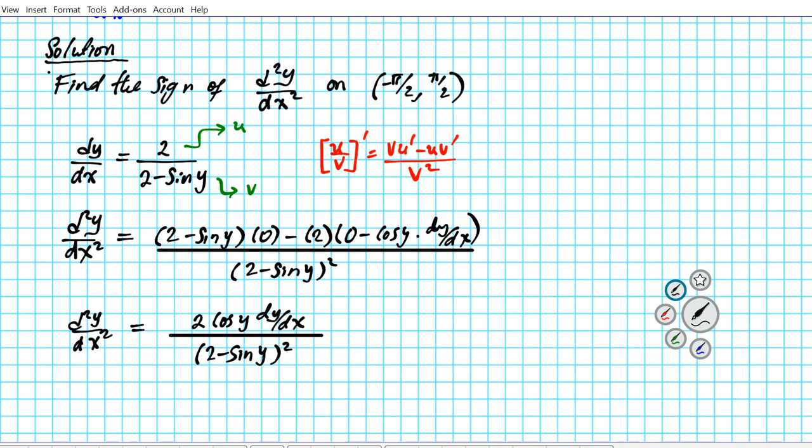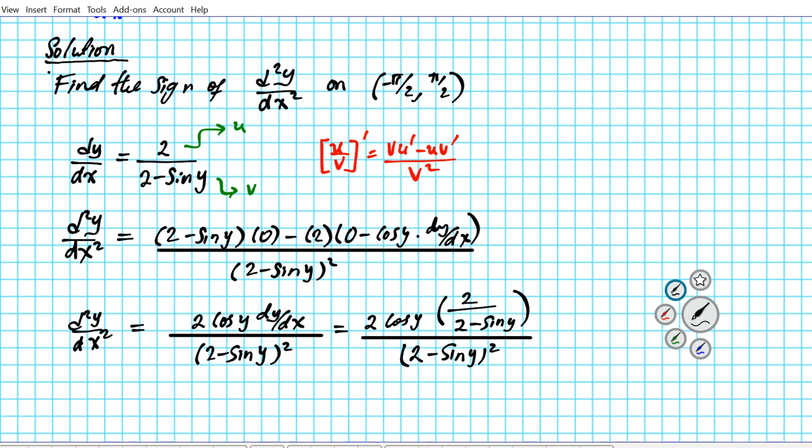All right, so remember, anytime you're finding higher order derivatives implicitly and you have that dy dx component, it should be substituted out, okay? We know what dy dx is. dy dx is 2 over 2 minus sine y, so we're going to substitute that in. So we have 2 cosine y times dy dx, which is 2 over 2 minus sine y. Okay, and then this is divided by 2 minus sine y, squared.